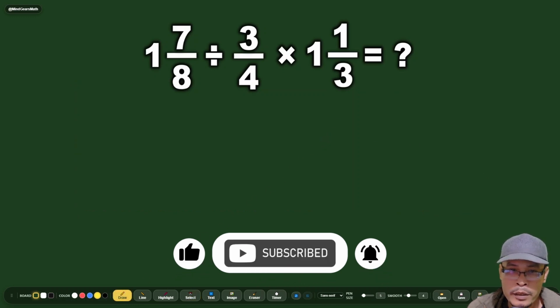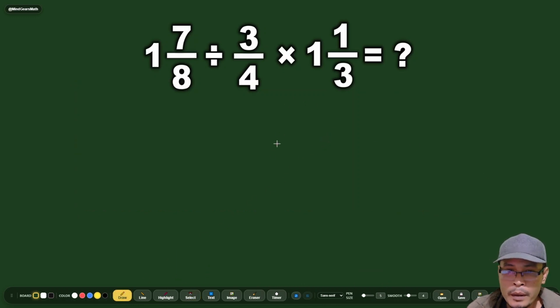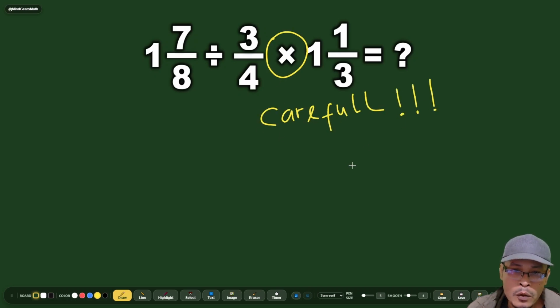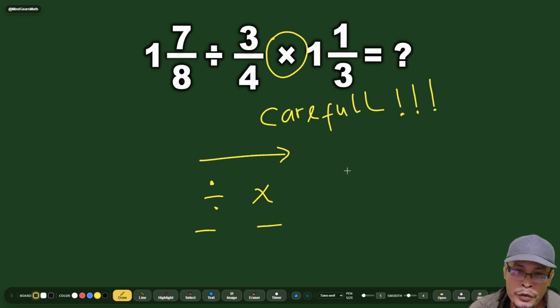Alright, let's look at the board. Before we calculate anything, there is a very sneaky trap here. The multiplication at the end looks incredibly easy, almost like it was designed to be done first. But if you do it first, you are going to fall right into the trap. Multiplication and division share the exact same priority, which means we must process them strictly left to right.